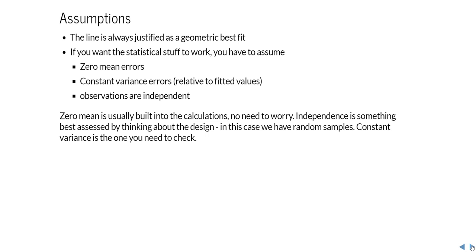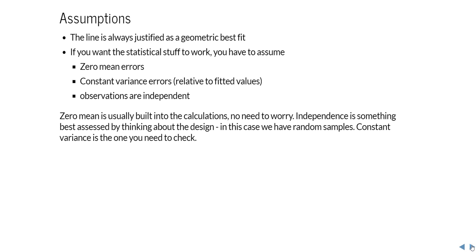What's much more important that I did explain a bit more about in the lecture is that in order for any of this statistical stuff to work, you have to make assumptions. You can always draw that line and say it's a line of best fit because it's got some really nice geometric properties. But if you want the statistical stuff to work, if you want the confidence intervals to be valid, if you want the prediction intervals to be valid, you have to make assumptions basically about the errors.